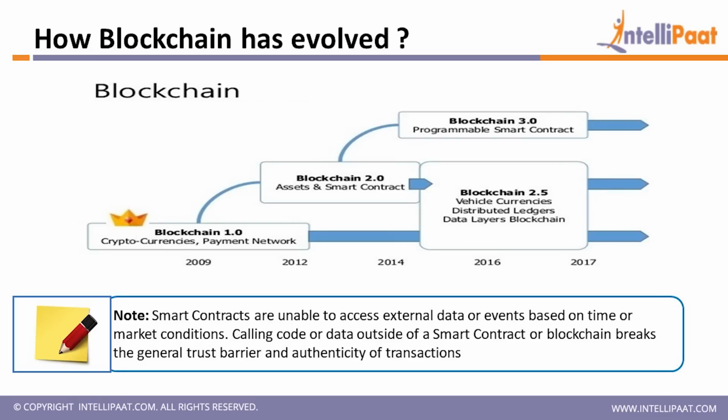Smart contracts are unable to access external data or events based on time or market conditions. Calling code or data outside of the smart contracts or blockchain breaks the general trust barrier and authenticity of transactions. This means smart contracts interact with internal data only. They work on internal inputs in order to maintain the trust and authenticity of transactions. What are smart contracts? This is just a name you have heard now, and later slides will explain how and what smart contracts are.